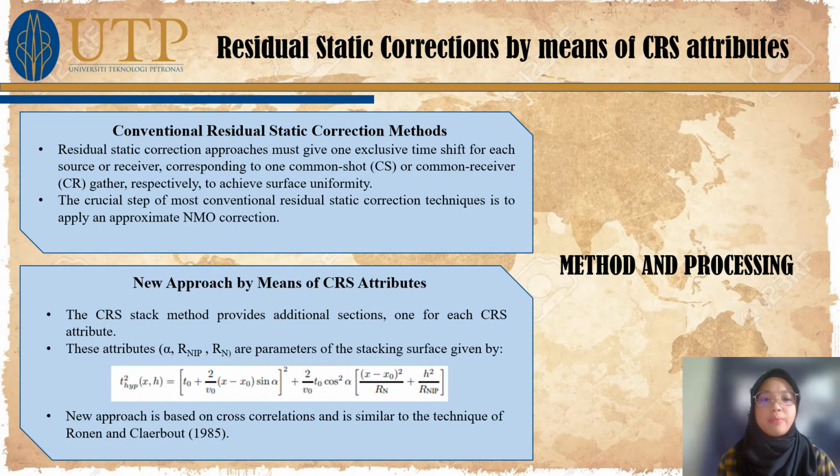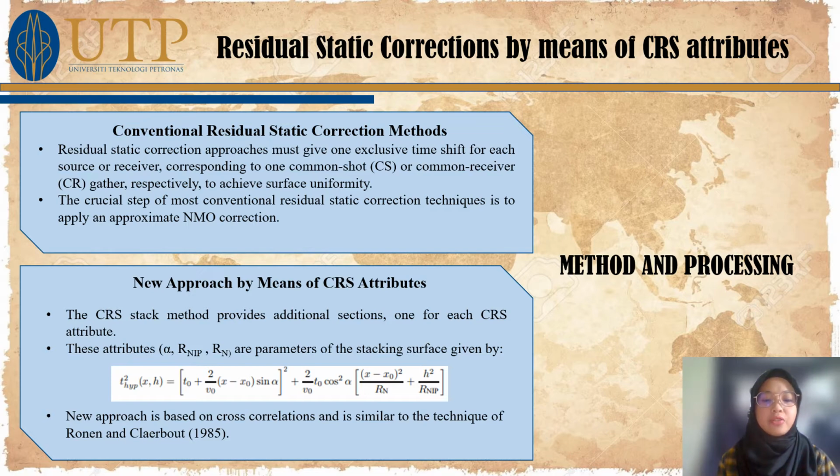Secondly, new approach by means of CRS attributes. The CRS stack method provides additional sections for each CRS attribute. These attributes are alpha, RNIP, and RN, parameters of the stacking surface given by the equation below, with the ZO traveling time T0, the near surface velocity V0, the emergence angle alpha of the ZO ray, the radius of curvature of the NIP wavefront RNIP measured at X0, and the radius of curvature of the normal wavefront RN, also measured at X0.